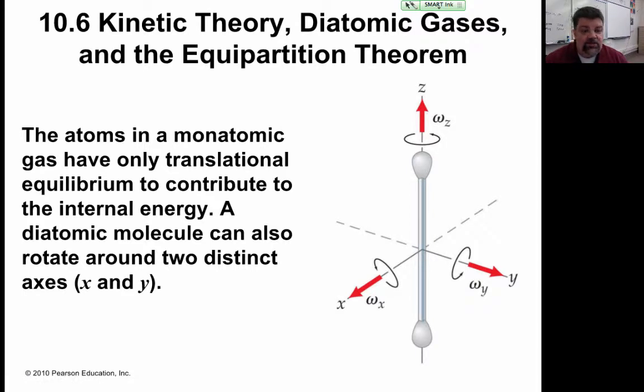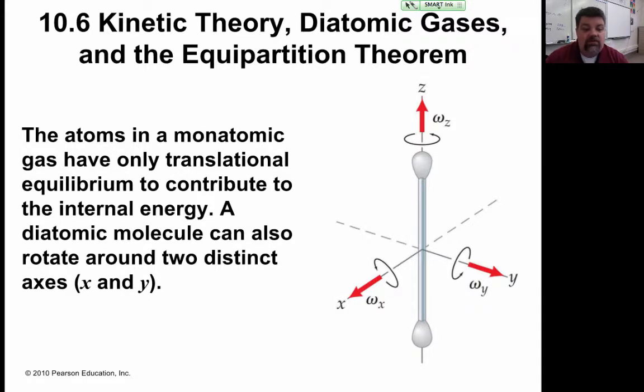Okay, and so for the kinetic energy of diatomic gases, the equipartition theorem says that atoms in a monatomic gas have only translational motion to contribute to their internal energy. But a diatomic molecule, like oxygen, always travels in pairs. That's where the di comes from. Diatomic means 2. Hydrogen always travels in pairs. So hydrogen, oxygen, nitrogen, anything that ends in gen. The monatomic are the noble gases, and those always end in on, usually. So like, well, helium's the exception, but like neon, freon, the noble gases.